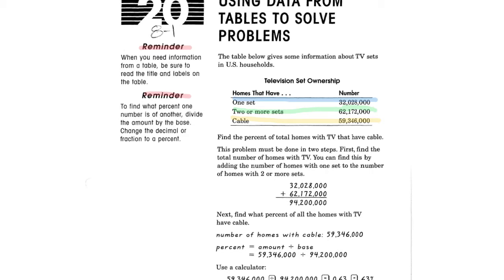Now, this is obviously a very old table because I know most of you have probably way more than 2 sets. My family of 3 has 1, 2, 3, 4, 5 television sets for 3 people. Oh no, excuse me, 6 television sets for 3 people. And we have satellite instead of cable.